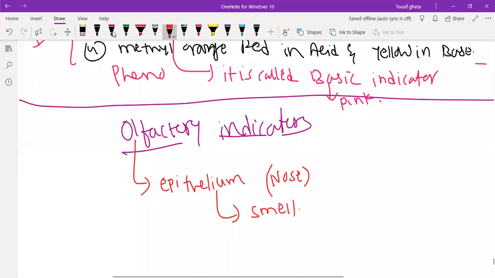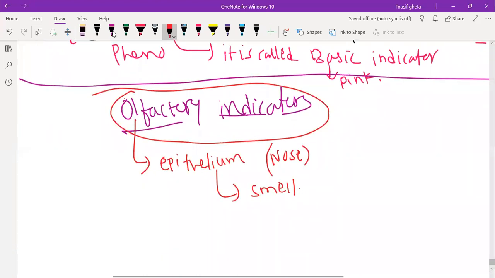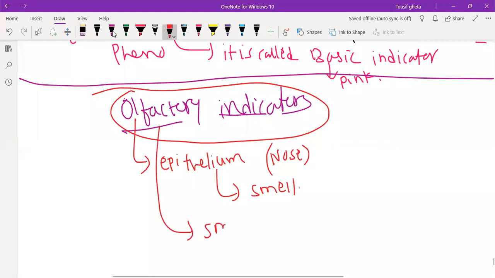So based on that, we have an olfactory indicator. What will olfactory indicators do? See, earlier indicators you have seen, their color will change. Phenolphthalein gives no color in acid and pink color in base. Methyl orange gives red color in acid and yellow color in base. But these olfactory indicators, their smell will change. The smell is also called odor. So here the color will not change, the smell will change.